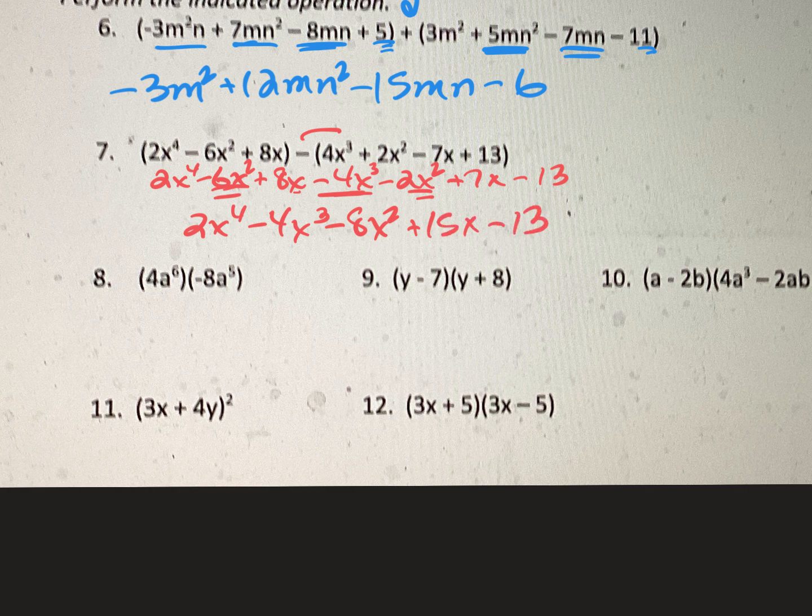Pretty good one right there. Number 8, just straight up multiplication. Don't forget your exponent rules. Multiply your 4 and your negative 8. That's negative 32. When you multiply your a's, you're going to add your exponents up. So I'm doing 6 plus 5, which is 11.